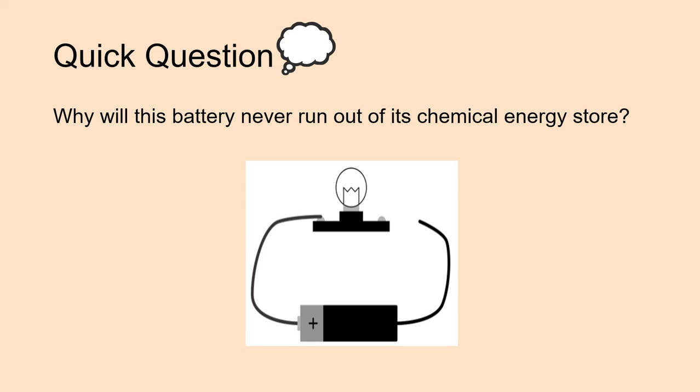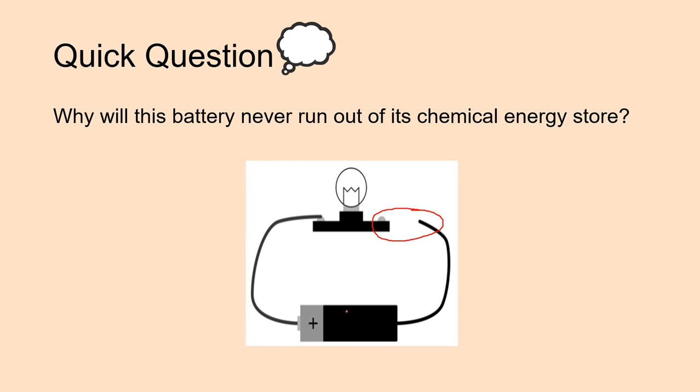Quick question. Why will this battery here never run out of its chemical energy store? Pause the video and have a think. This battery can never run out of its chemical energy store because it is not possible for any of its energy to be transferred by electrical work done, because it is not a complete circuit.